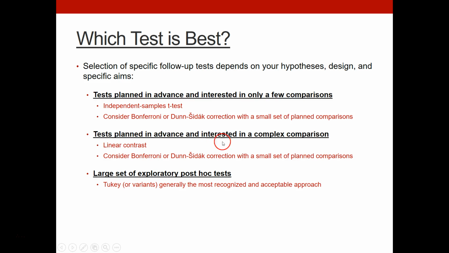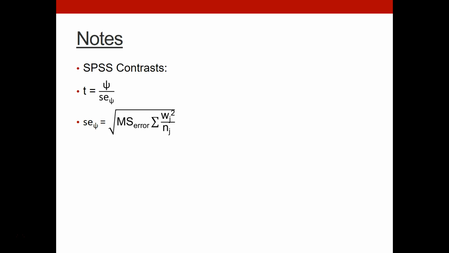Tests are planned in advance. Interested in complex comparisons, this is where you're looking at linear contrasts. Okay. Again, if you're interested in the extent to which groups 2 and 3 differ from group 1, that's where you're going to want to get into some of your contrasts and things along those lines. But if you've got a large set of exploratory post-hoc tests, Tukey, those variants, generally going to be your best approach. Okay.